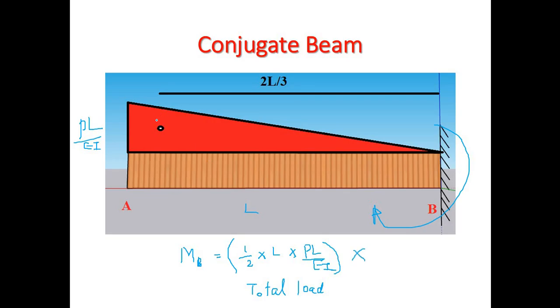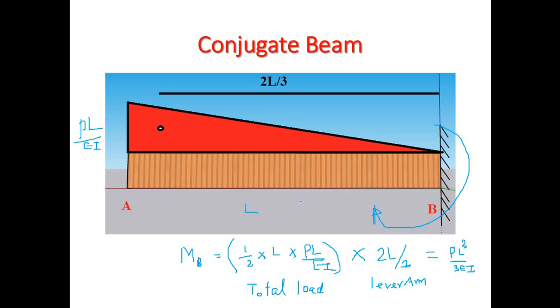As you see, the centroid is located here. It is 2L by 3 from the zero point of loading. So multiply it by 2L by 3, which is the lever arm distance. On multiplying this, you get PL cube divided by 3EI. So I have found the moment at point B.